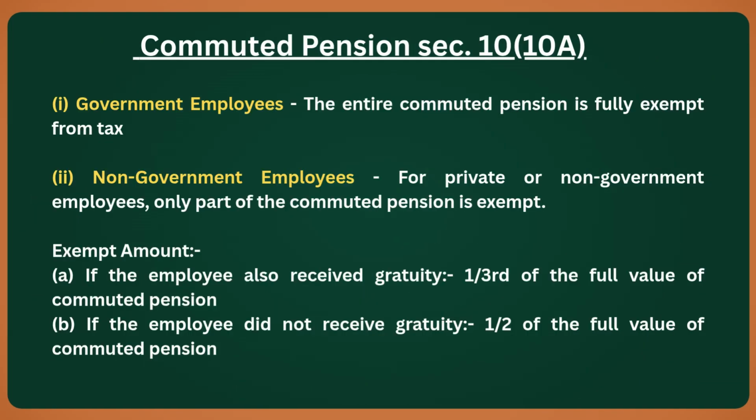Under Section 10(10A), a commuted pension is the lump sum an employee receives in advance instead of receiving the full monthly pension after retirement. Government employees: for central, state, defense, or local authority employees, the entire commuted pension is fully exempt from tax. Non-government employees: for private or non-government employees, only a part of the commuted pension is exempt. If the employee also received gratuity, 1/3 of the full value of the commuted pension is exempt. If the employee did not receive gratuity, 1/2 of the full value of the commuted pension is exempt.